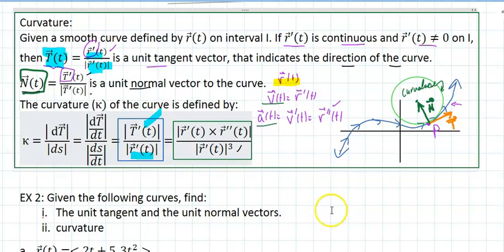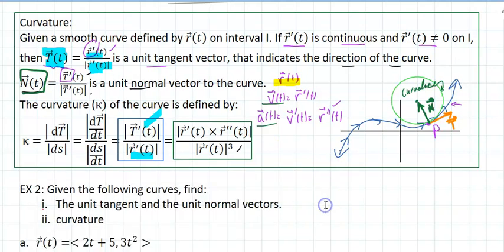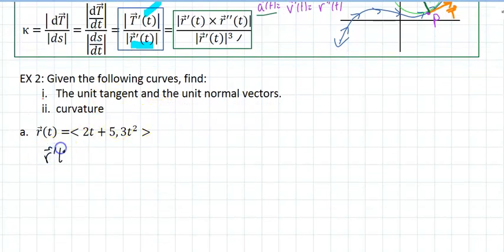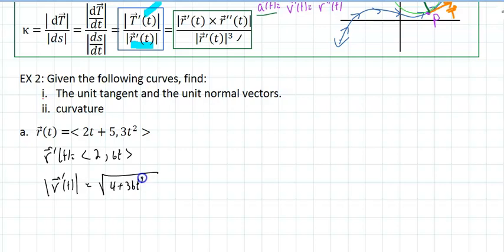So now they're asking for two more things. Again, given r of t, find a unit tangent. Well, let's see. I know to find the tangent, this is the tangent to the curve, right? The magnitude of that is the square root of 2 squared plus 18t squared. I could clean that up a bit. I could factor a 4 out.